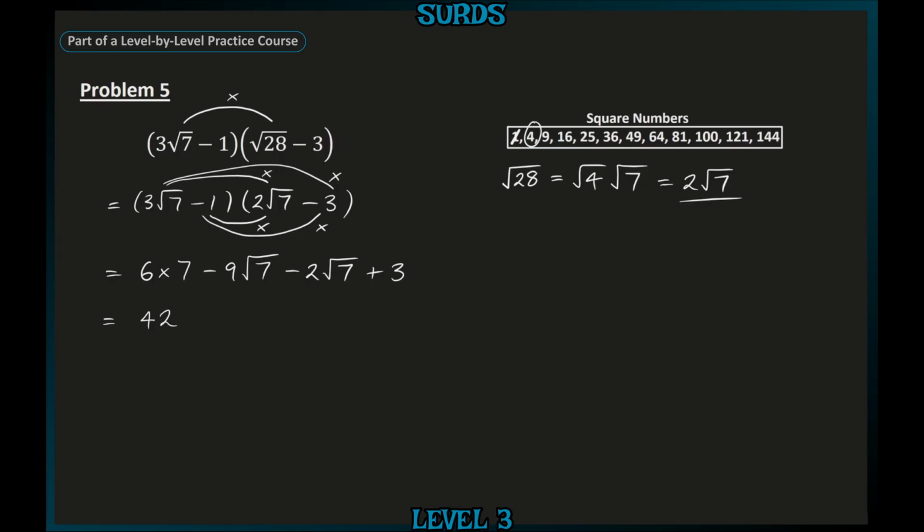Now we can't simplify the root 7 anymore because no numbers on our list of square numbers can divide into 7, and that's exactly the same for our minus 2 root 7. And we also have that plus 3 at the end. To finish off, we can now simplify by collecting together the like terms. So we have 42 plus 3. This gives us 45. And minus 9 root 7 minus 2 root 7 gives us minus 11 root 7, because minus 9 minus 2 is minus 11. So 45 minus 11 root 7 is our final answer to problem 5.